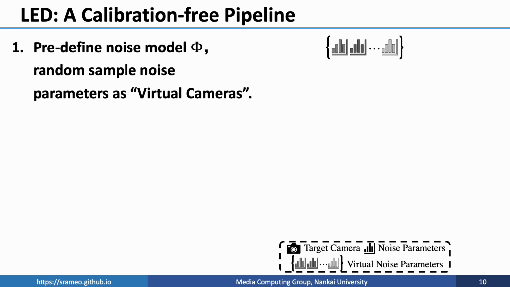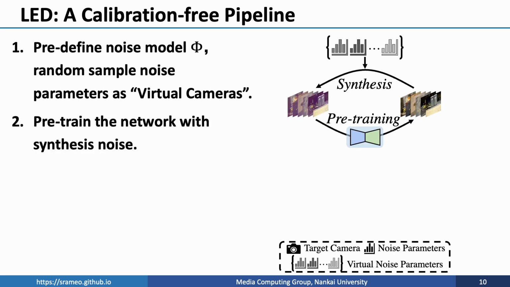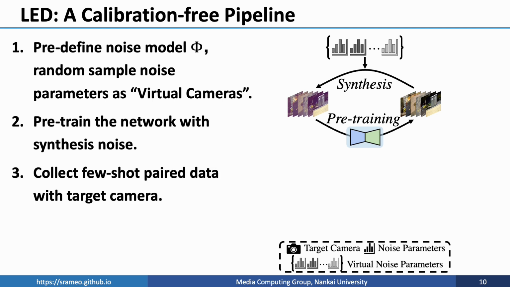Here is our calibration-free pipeline, referred to as LAD. Similar to the calibration-based methods, we first predefine noise model phi and randomly sample noise parameters as virtual cameras. Secondly, we pre-train the network with synthetic noise. Immediately afterwards, few-shot paired data with the target camera needs to be collected, and we use it to fine-tune the network.